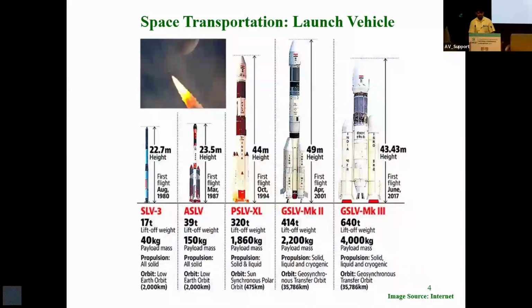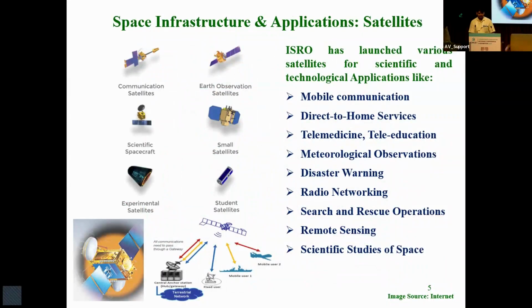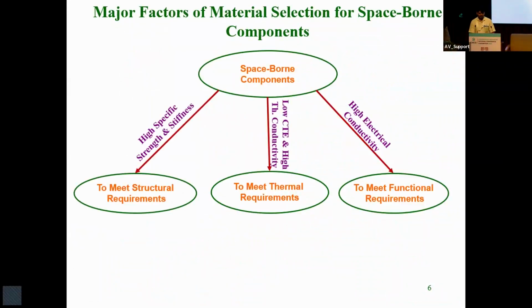This slide I will skip, I think Nitin sir has covered this. This is the space infrastructure. For different applications, you have to make different types of satellites, like communication, earth observation, scientific research, and small satellites for student and research purposes. On the right side are the applications of the satellites mentioned: mobile communication, DTH, telecommunication, meteorology, disaster management, etc. For space-borne components, generally we have to focus on three things.